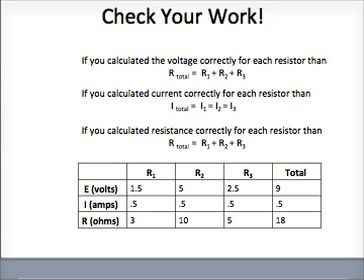Always double check your work. If you calculated voltage and resistance correctly, the total voltage for the circuit should equal the sum of all 3 resistors. Likewise, the total resistance of the circuit should equal the sum of the resistance of all 3 resistors. In a series circuit, the total current and the current across each resistor is the same.